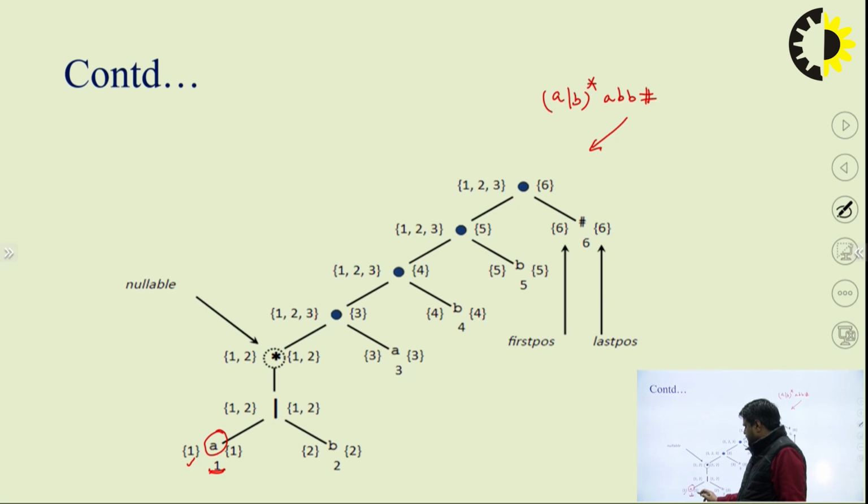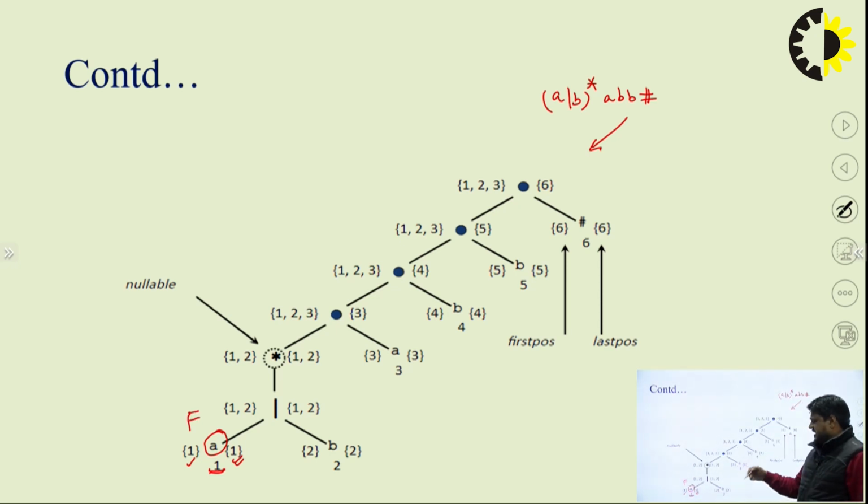And what is the last position? It is also 1, right? Is it nullable? No, so it is false. Right or not right? Because I have already told you a single terminal is never nullable. Similarly, for this one, the position is 2. So what is the first position? The first position will contain this position. And what is the last position? It will be 2.